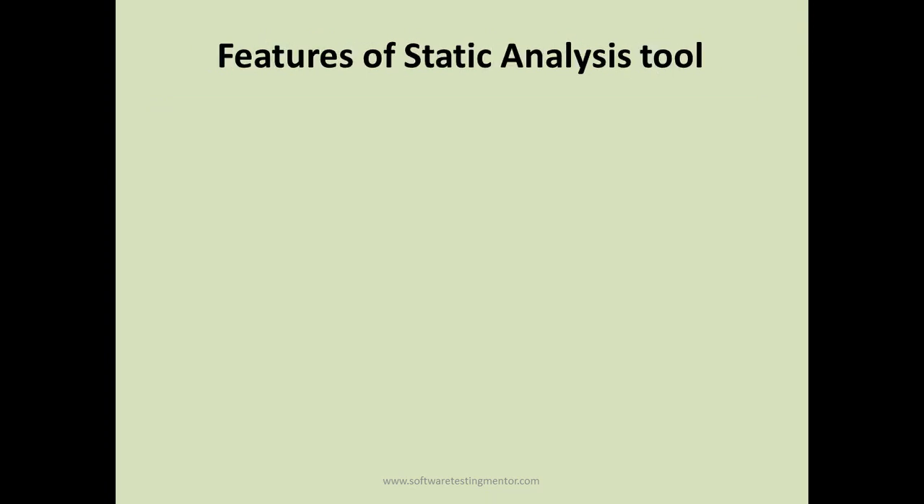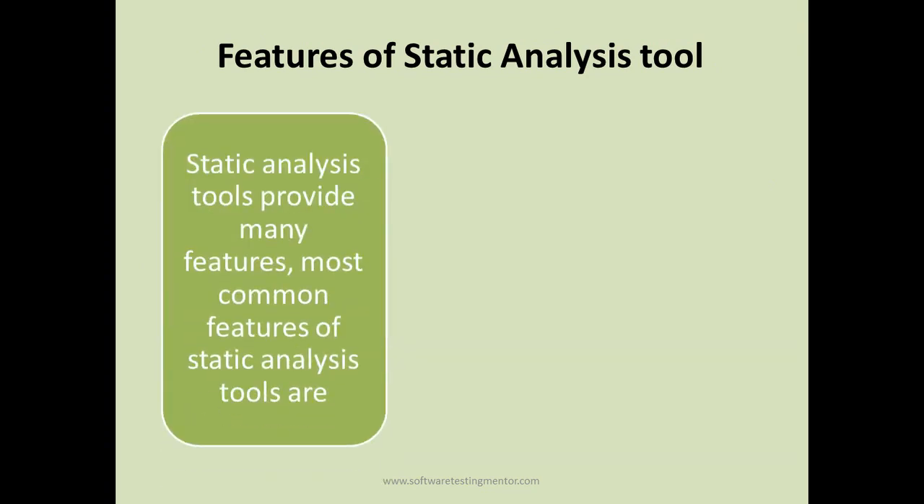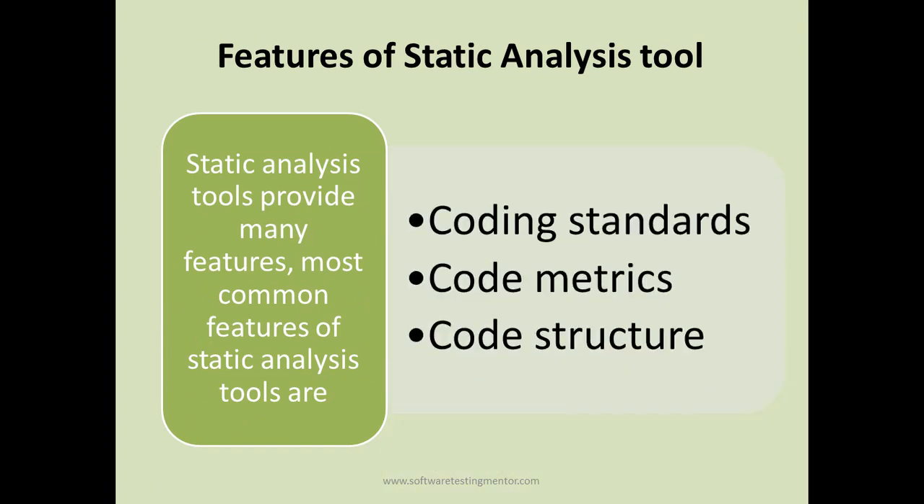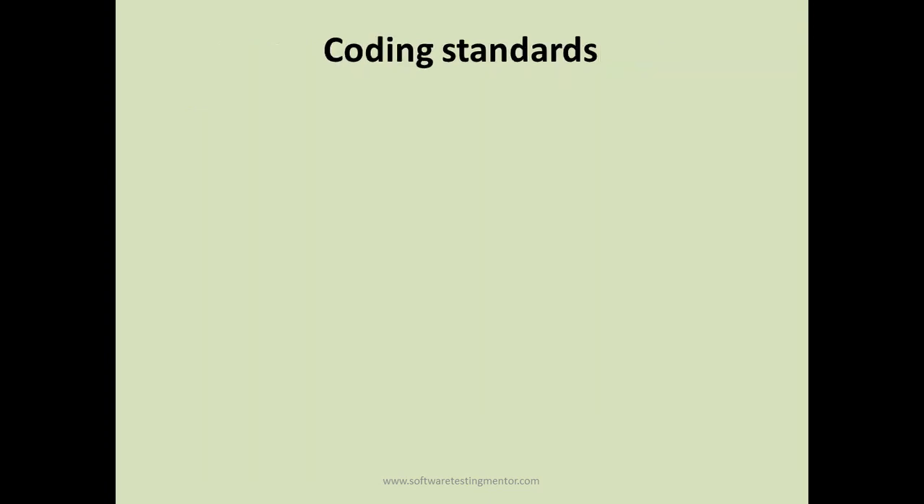Now, what are the features of static analysis tools? Let's discuss the main features provided by static analysis tools. So these are the three main features that are provided by a static analysis tool. The first one is coding standards. It provides certain coding standards that you can follow. It provides information on code metrics, and it provides information on code structure as well. So let's discuss these features one by one.